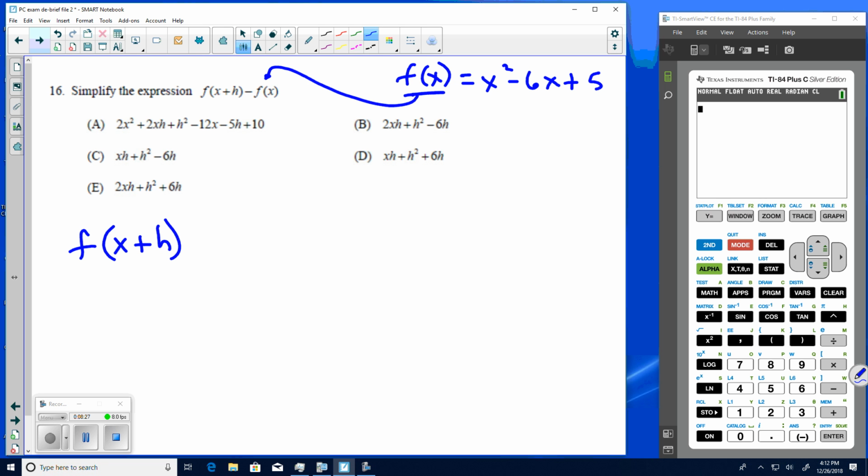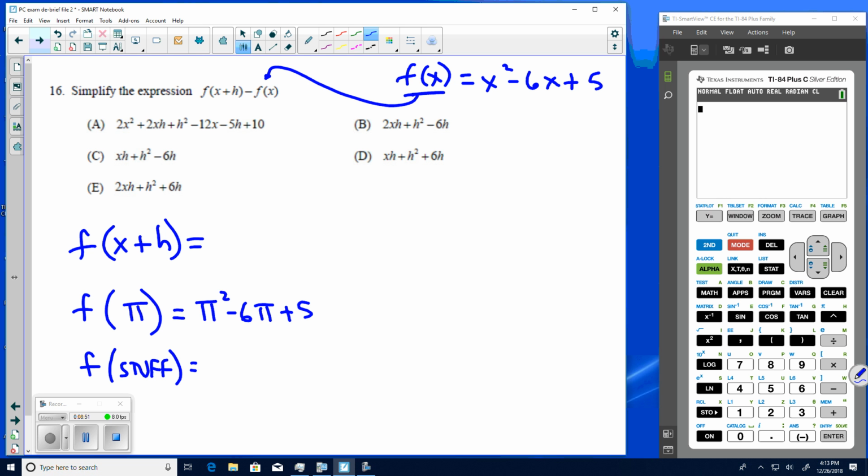Well, how this function works, of course, is whatever the input is, say we had pi as a, for instance, we would put it into where the x is, and we would get pi squared minus 6 pi plus 5. Well, we don't care about f of pi. If we had f of stuff, whatever that stuff might be, the rule says to take whatever the input is, and to square it, and then take away 6 of those stuffs, and then lastly add 5. That's how this particular function f works.